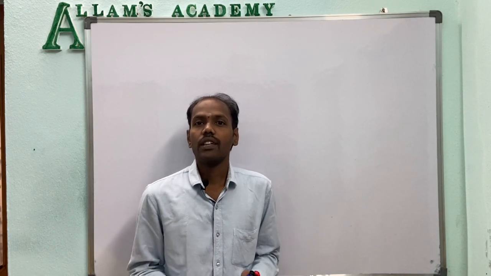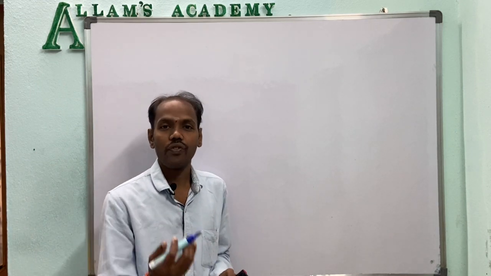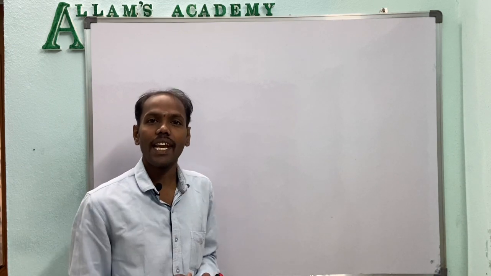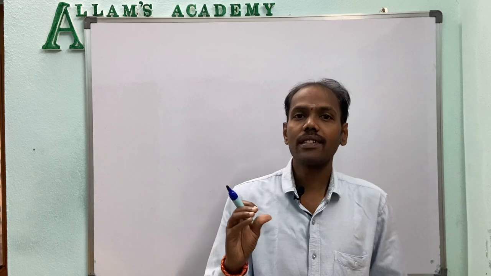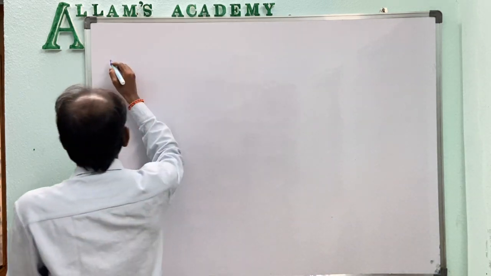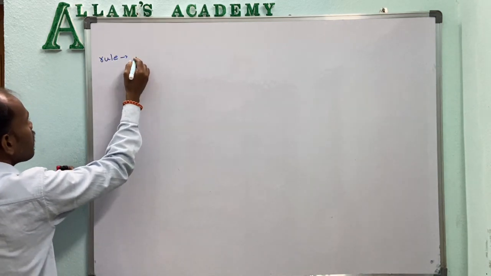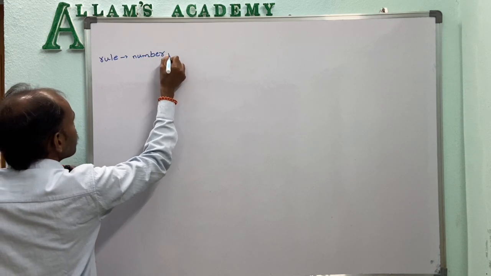So today we see a new chapter. In that new chapter, at first if we observe, if we write some numbers, they may follow a rule. The numbers that follow a rule are called a number pattern.